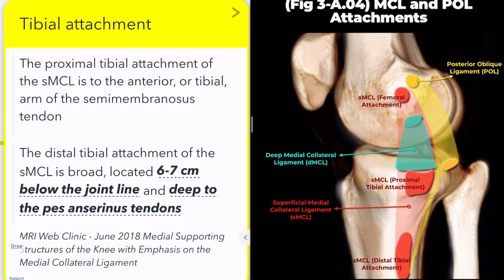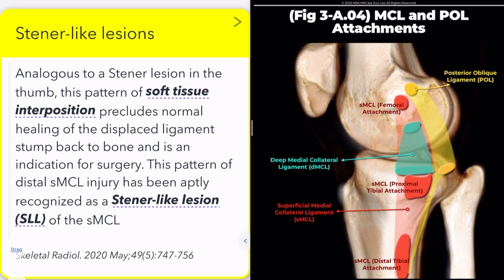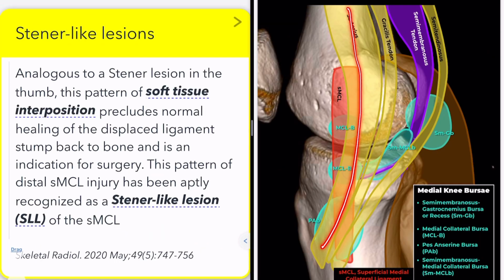The distal tibial attachment of the superficial medial collateral ligament is broad, situated 6 to 7 centimeters below the joint line and deep to the Pes Anserinus tendons. The Pes Anserinus tendons, which are the Sartorius, gracilis, and semitendinosus, attach to the anteromedial aspect of the tibia.